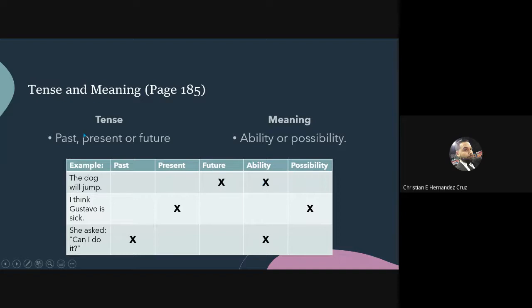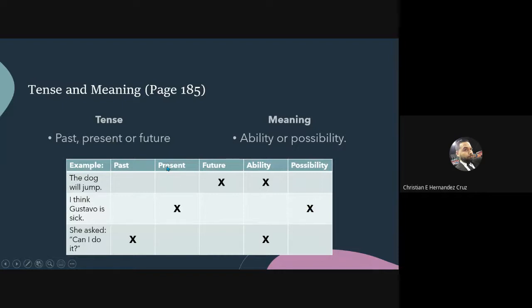An example too, I think Gustavo is sick. Okay? Ya con decir I think, that's a possibility. Okay? Automáticamente si I think or I suspect or anything like that, que indica que no estamos seguros, automáticamente eso es posibilidad.